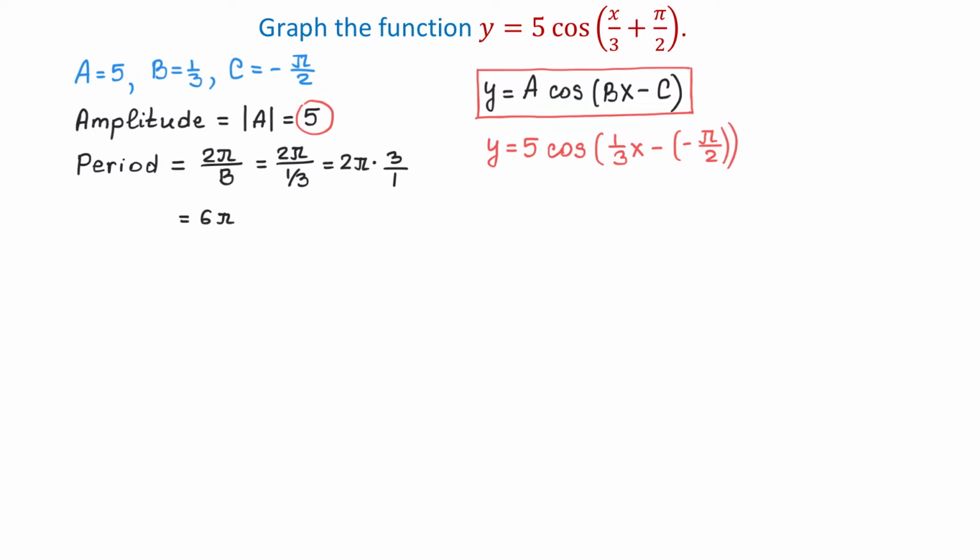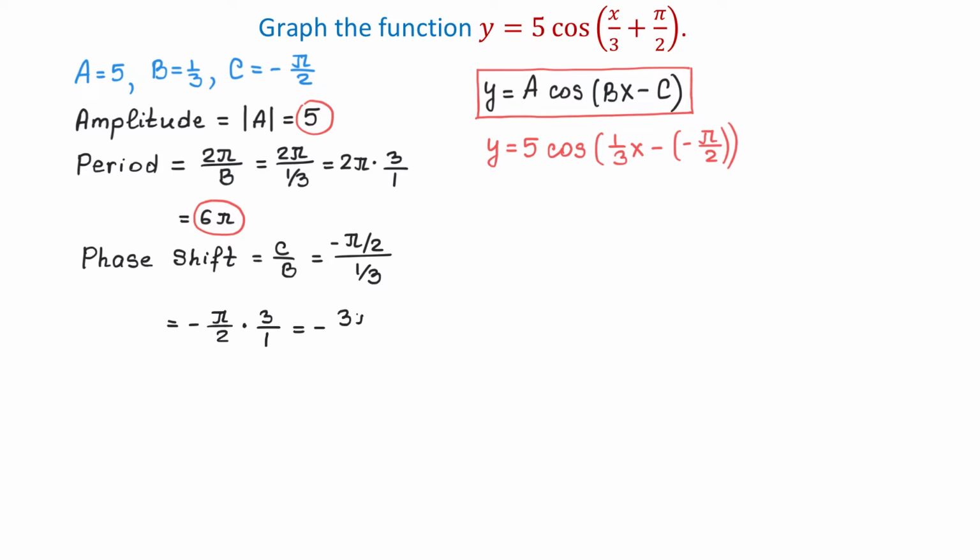Now the phase shift has the formula c over b, and we will replace c with negative pi over 2 and b with 1 over 3. This is equal to negative pi over 2 multiplied by 3 over 1. Then the phase shift is negative 3 pi over 2. This is the x-coordinate where the cycle will begin, and we can say that the basic cosine function is shifted to the left 3 pi over 2 units.